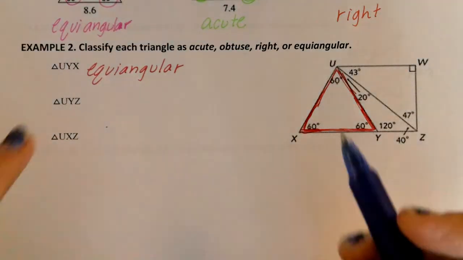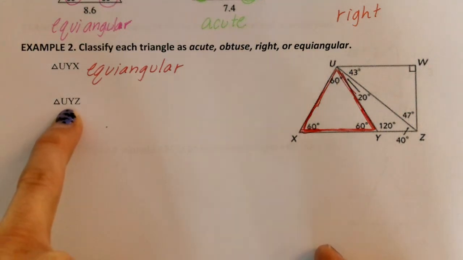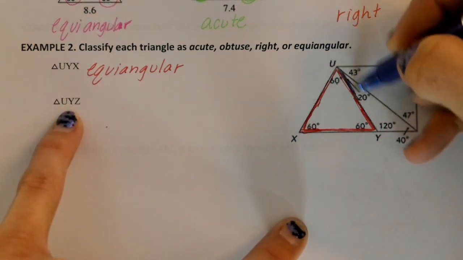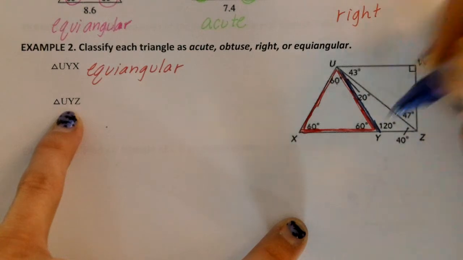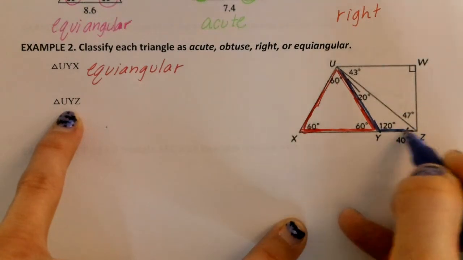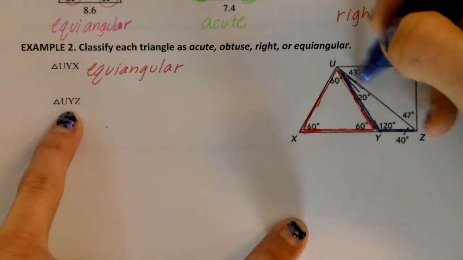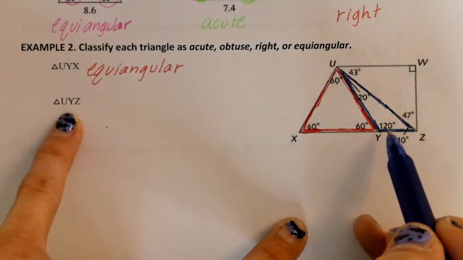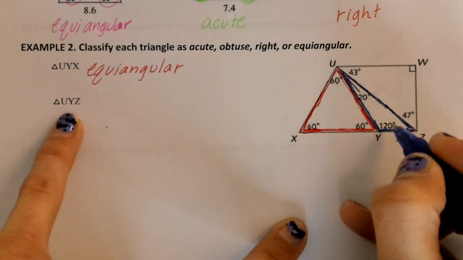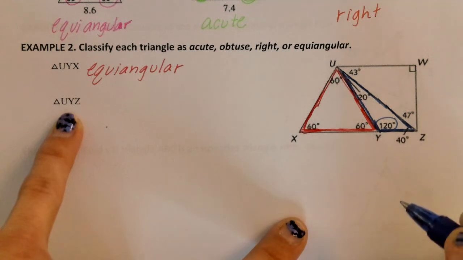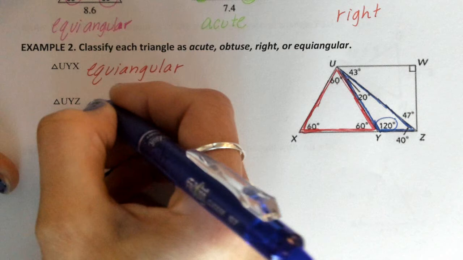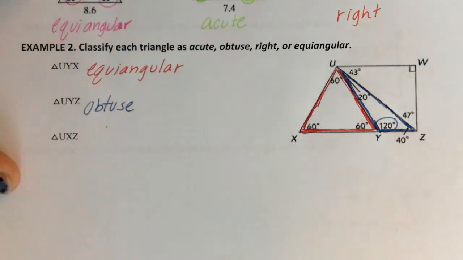Next, we'll take a look at triangle UYZ. So we're going to go from U up here down to Y right here, over to Z. And that's how we're going to name our triangles, those vertices. And we take a look at this triangle right here, we see this 120 degrees, telling us we have one angle that is over 90 degrees. We have an obtuse angle, so we have an obtuse triangle.